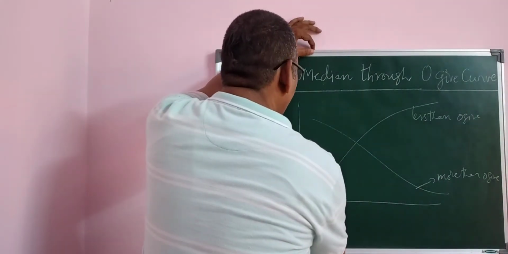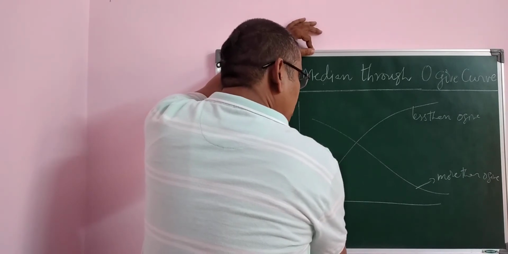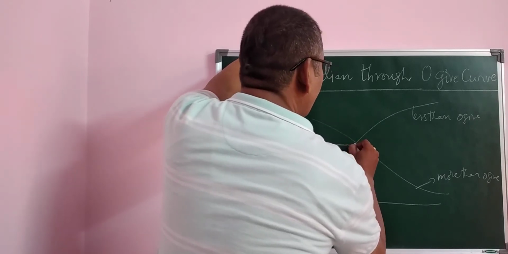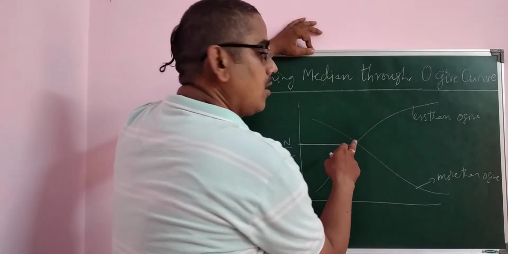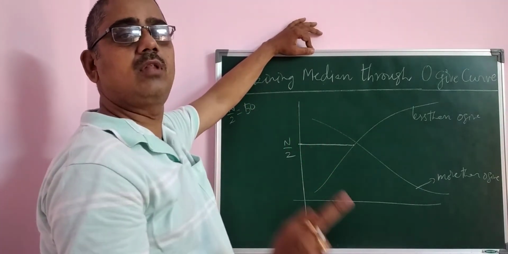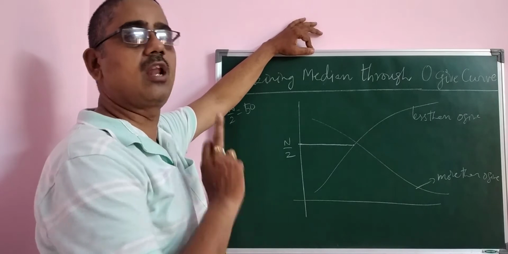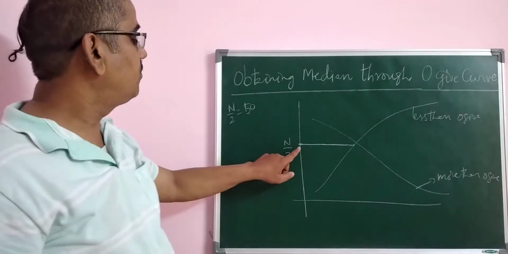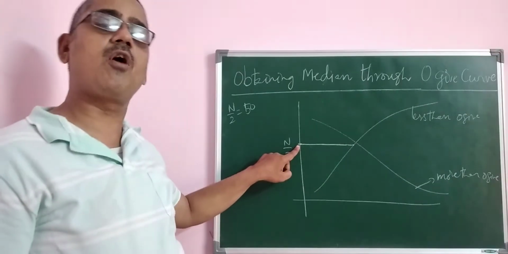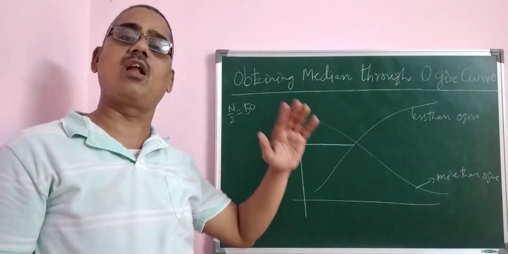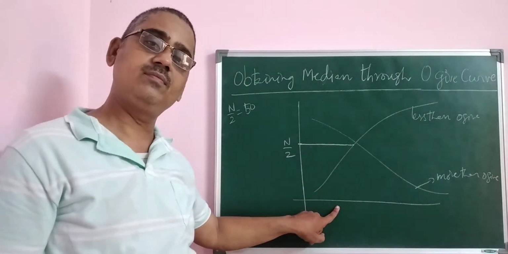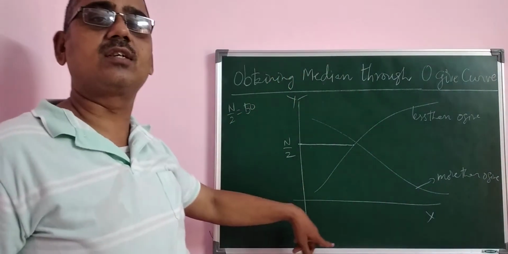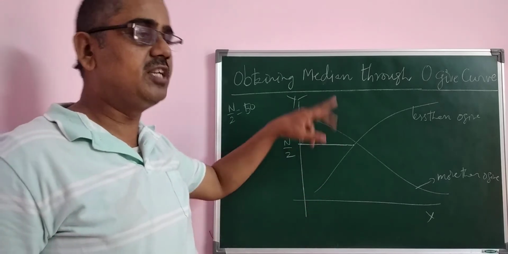From this point n by 2, draw one line which is parallel to the x-axis like this, and for example it meets the Ogive curve. Then you stop drawing the line. Up to that point you draw the line. Start the straight line from the point n by 2 and draw it parallel to the x-axis. This is the x-axis and this is the y-axis.